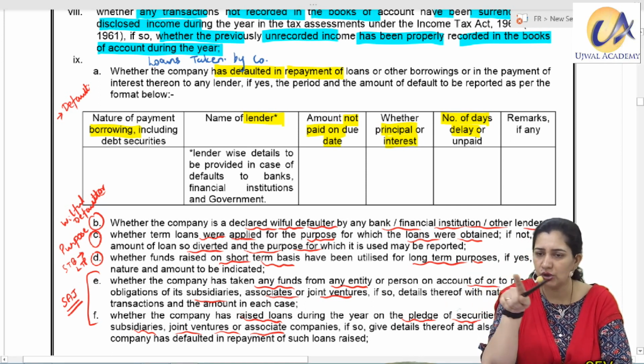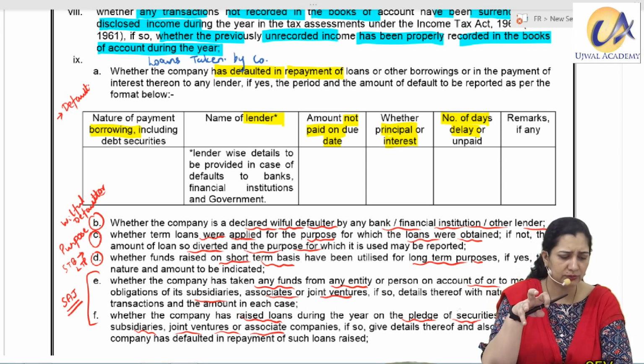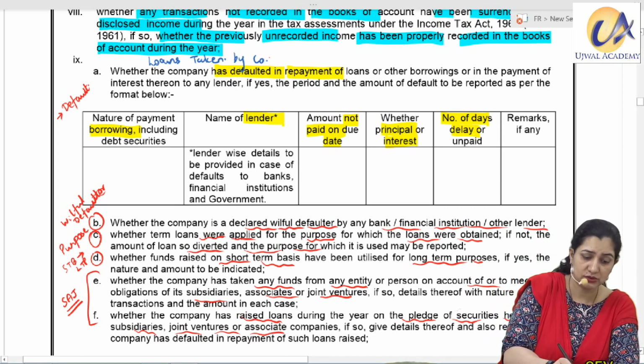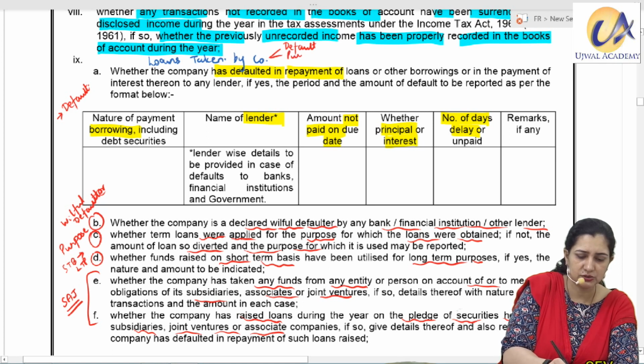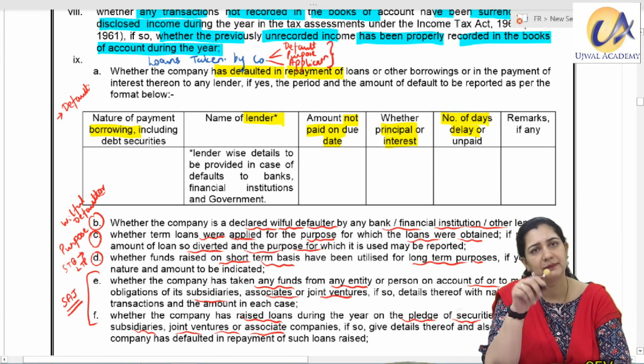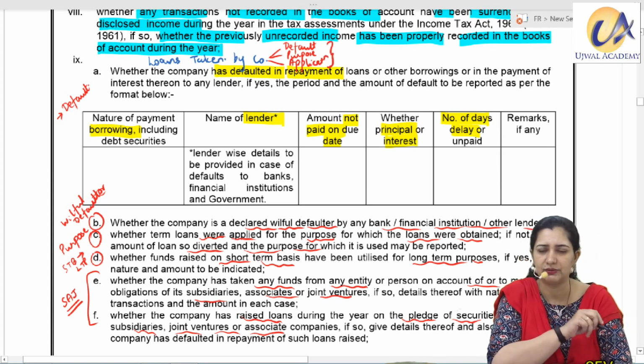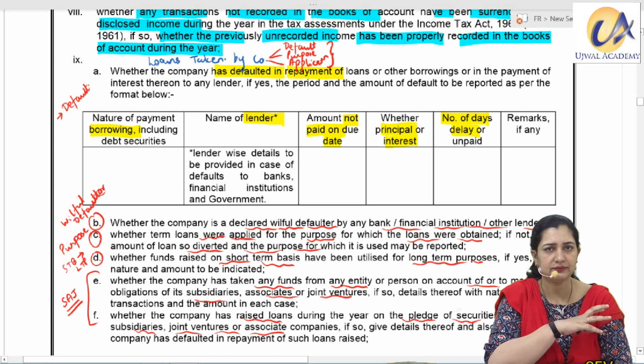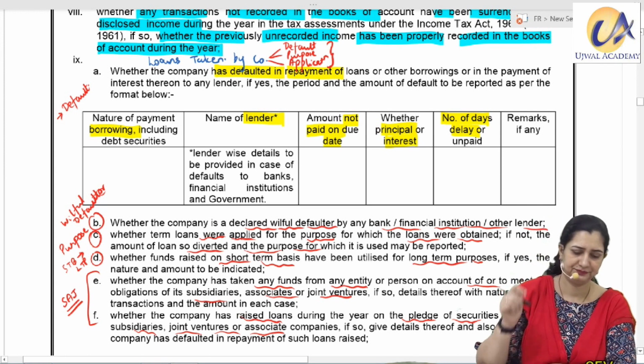So all these points deal with the loans taken by the company. According to me, the most important point will be default. The most important one is the default point, then the purpose for which it is used, and the application. These are the 3 most important points. There are 6 points, but 3 are the most important. Normally questions come from these 3 only. So, loans taken by the company. I hope this is clear.